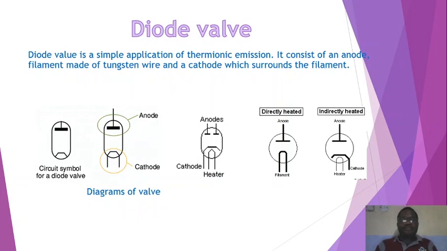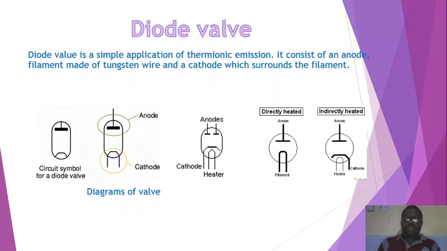Now we say the diode valve consists of anode and filaments. You know, I told you that this filament is made of what? Tungsten wire. Tungsten is one of the heavy elements that are used in making filaments. Both the filament bulb, the filament of cathode ray oscilloscope, the filament of CRT tube for television, the filament of diode valve, they are all made of tungsten wire. Even the filament of X-ray tube is also made of tungsten wire.